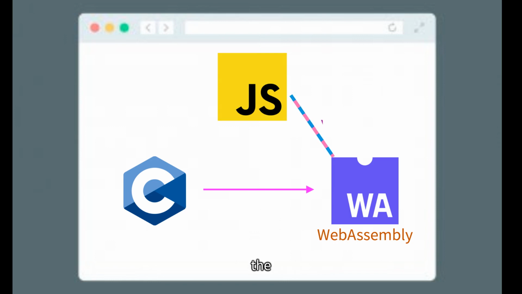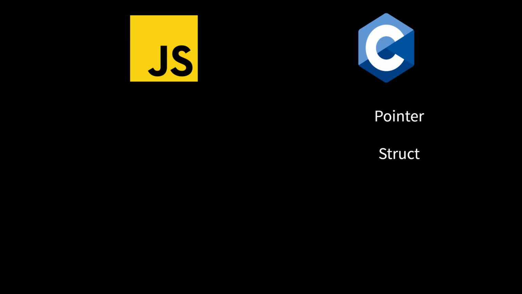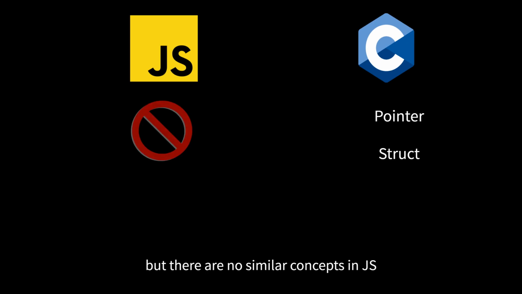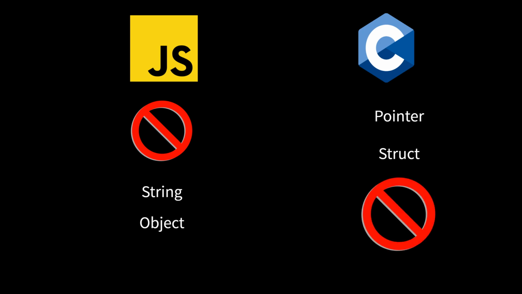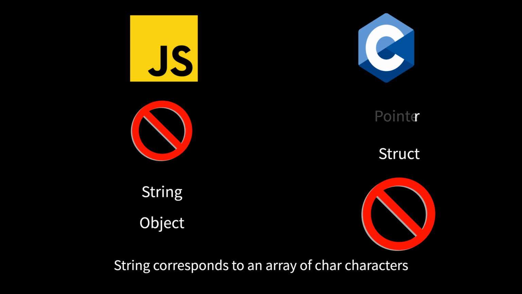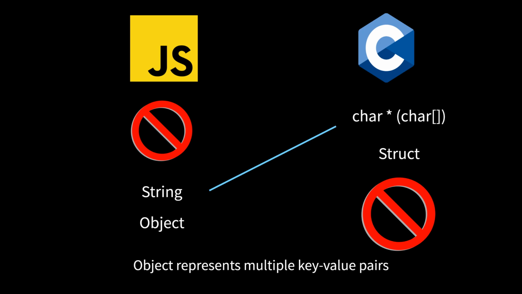For example, when the JS side calls a function of the C language, how are the parameters of the function passed? First, there are huge differences between JavaScript and C. For example, C has pointer and structure variable types, but there are no similar concepts in JS. JS has concepts such as string variable type, object, etc. C does not, but we can find a way to convert. String corresponds to an array of char characters, that is, a character pointer. Object represents multiple key value pairs, which can be similar to struct.